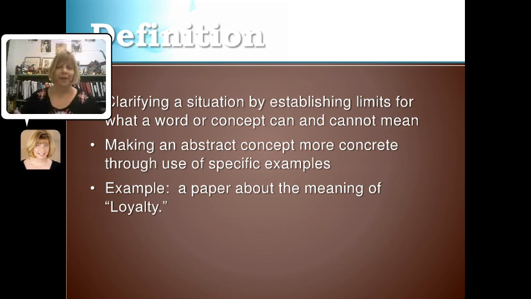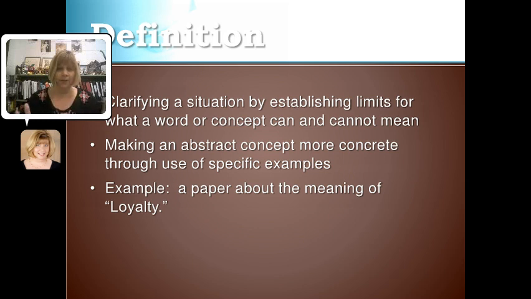Let's say you had to write a paper about the meaning of loyalty. What does that mean in different situations? Is it different to be loyal to a friend? Is it different to be loyal to a company that you work for? Is it different to be loyal to your country? And how does that concept apply in different ways?